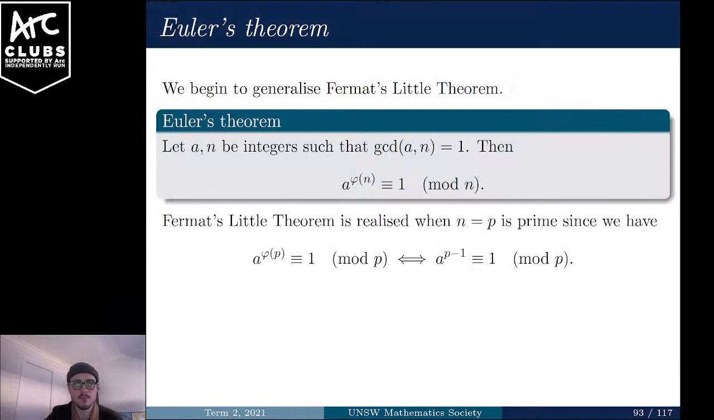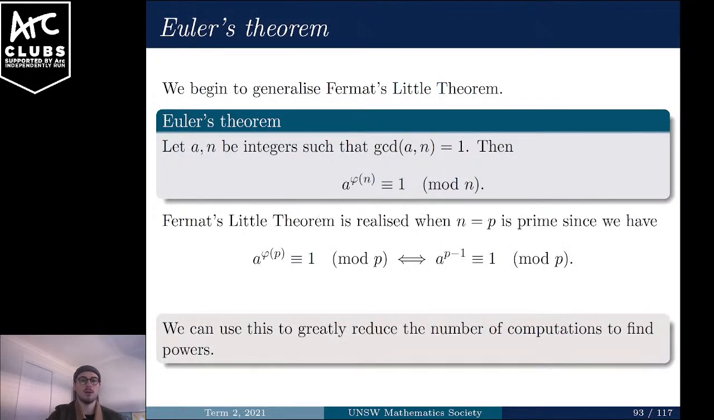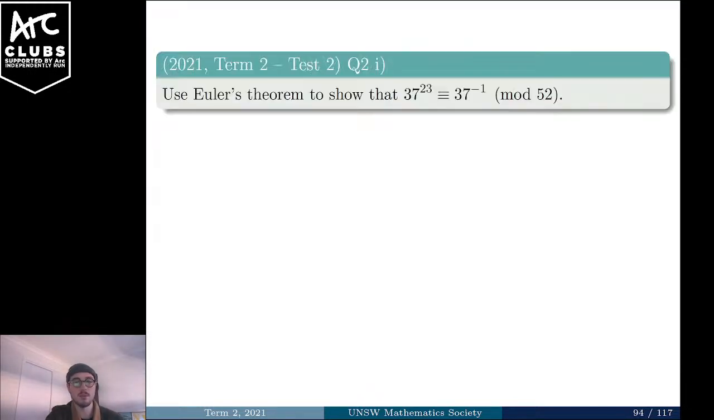Yeah, cool. All right. So, Euler's theorem. We begin to generalize Fermat's little theorem. So we say Euler's theorem, let a and n be integers such that the GCD of a and n is 1. Then a to the phi function of n is congruent to 1 mod n. So this is the general idea of Fermat's little theorem. So yeah, just generalized, yeah, exactly. Generalized FLT, as our friend Matthew would say. Cool. Yeah, great. We can use this to greatly reduce the number of computations used to find powers.